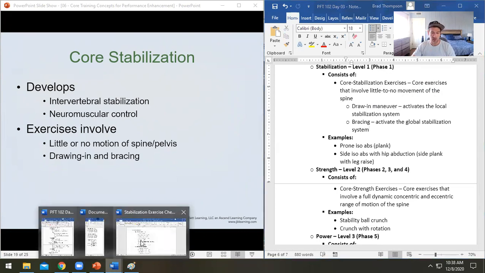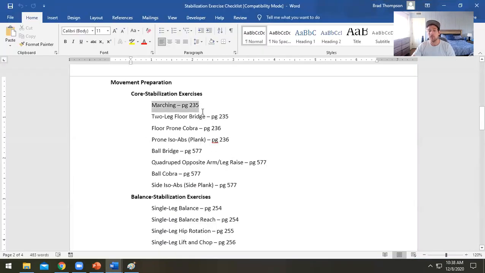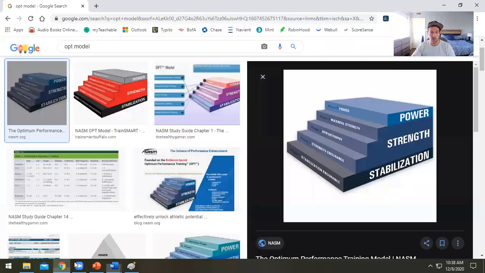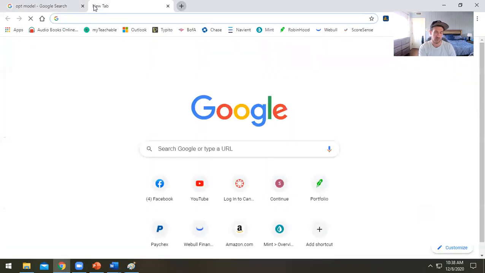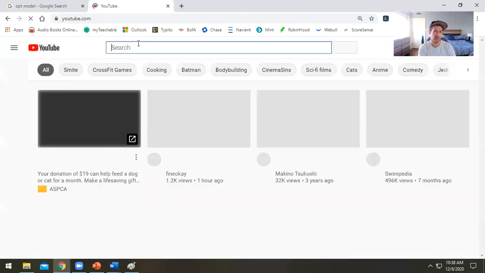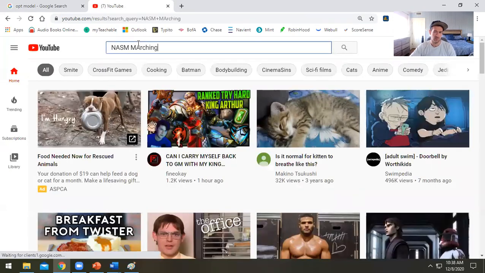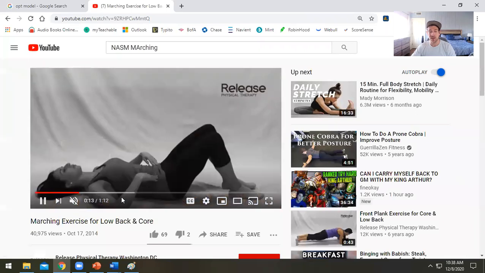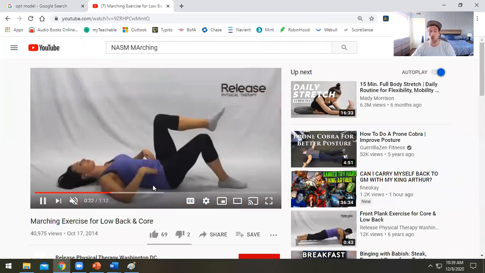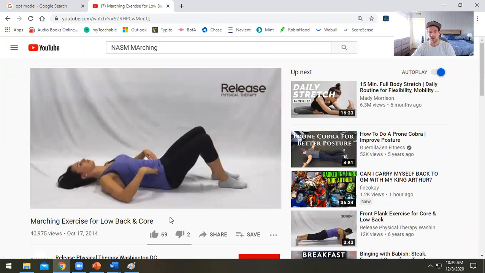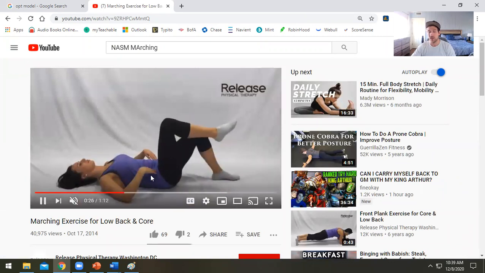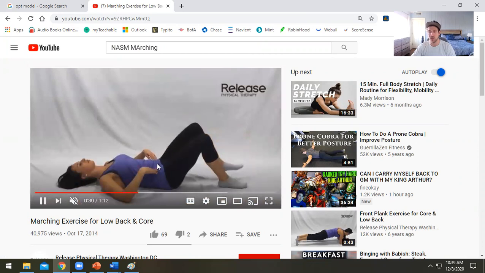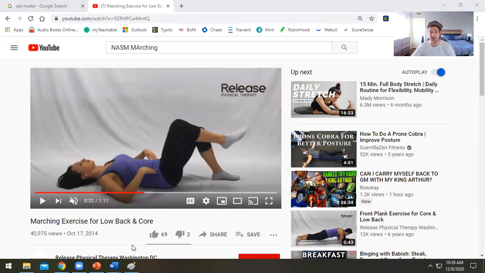So you'll notice if we look at our list here, it's things like marching, right? Marching looks like this. This is a core exercise where you are not moving your spine. You are holding your spine in place. She's moving her hips, but she's pulling her belly button towards her spine and she's contracting. That's a core stabilization exercise.